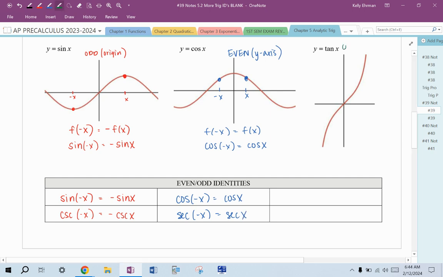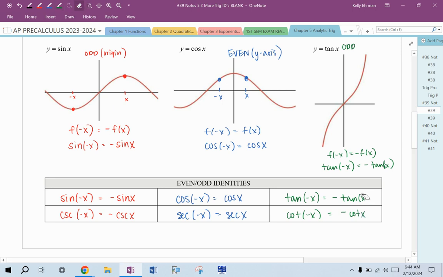And finally, tangent. Tangent is odd. It's got that origin symmetry, which means that f of negative x is equal to negative f of x. And that means that anytime we see tangent of negative x, that equals negative tangent x. So there's our third set of identities. Tangent of negative x equals negative tangent of x, and cotangent of negative x equals negative cotangent of x.